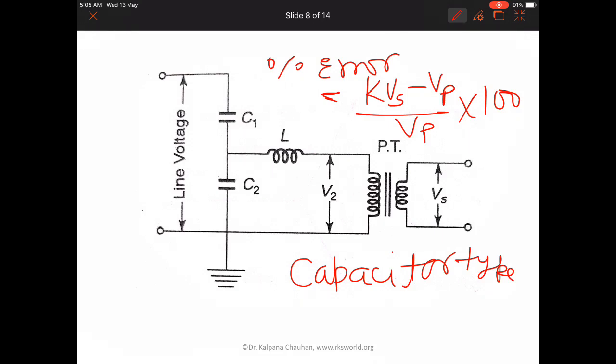Here we have line voltage, capacitor C1, C2, inductance L, and V2. V2 may be only about 10% or less of the system voltage. This arrangement is called a capacitor potential transformer, and it can be used for 132 kV and above. Here the reactor L is included to tune the capacitor potential transformer to reduce the ratio and phase angle errors with the variation of VA burden, frequency, etc. The reactor is adjusted to such a value that at system frequency it resonates with the capacitors.